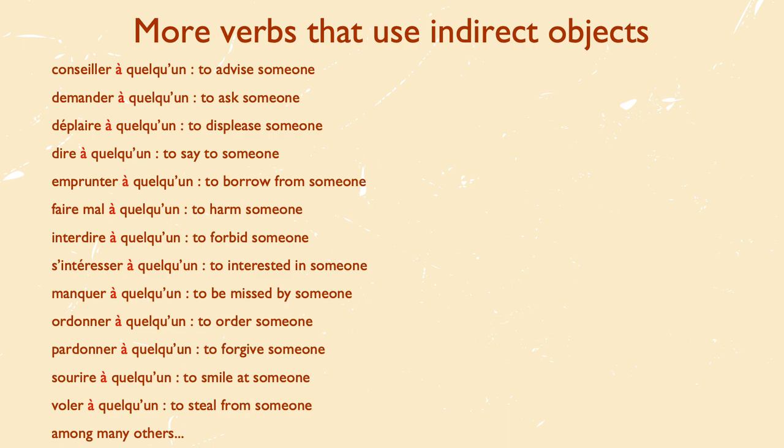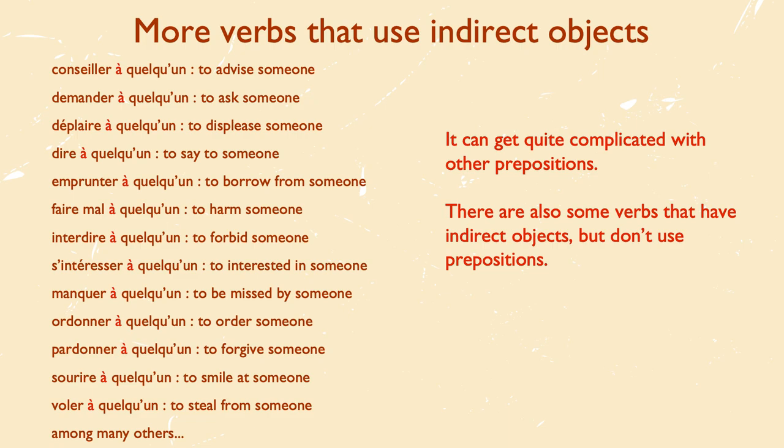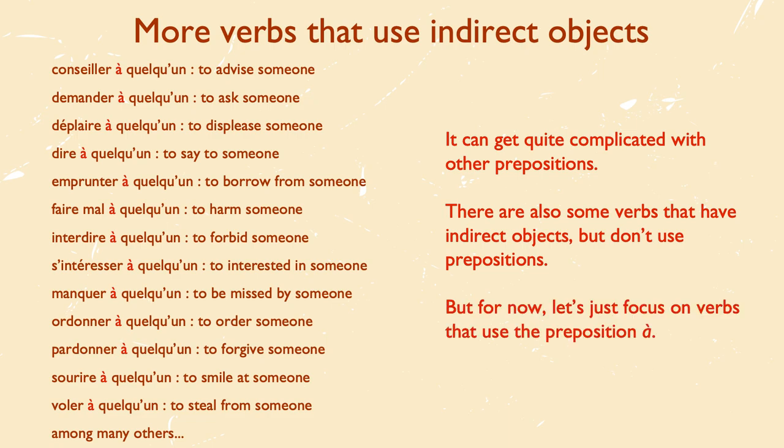This one is easily confusing for English speakers. In English, we say, I miss him, but in French, we say, he is missed by me, being an indirect object there. Ordonner à, pardonner à, sourire à, and voler à. There are many others. It can get quite complicated with other prepositions, and there are also some verbs that have indirect objects but don't use prepositions at all. But for now, let's just focus on verbs that use the preposition à, just for the sake of simplicity, yeah?